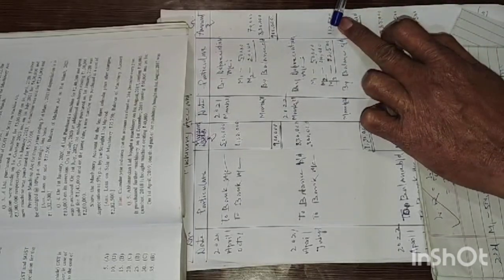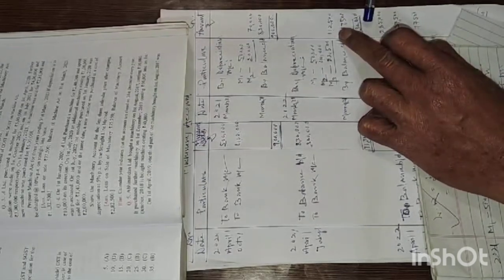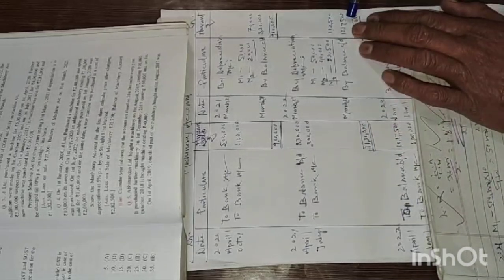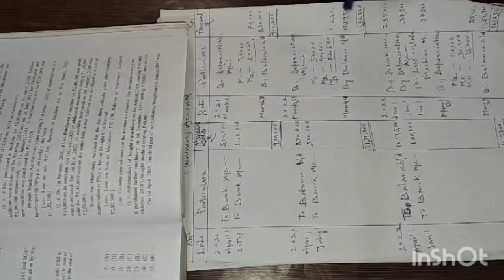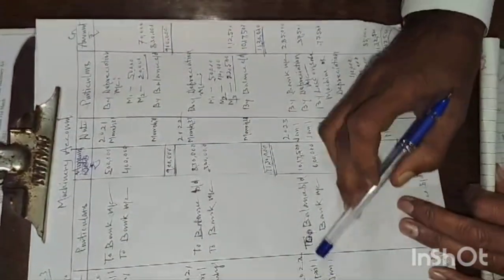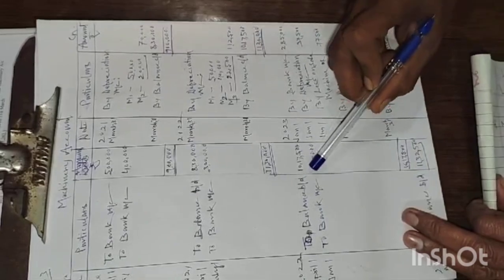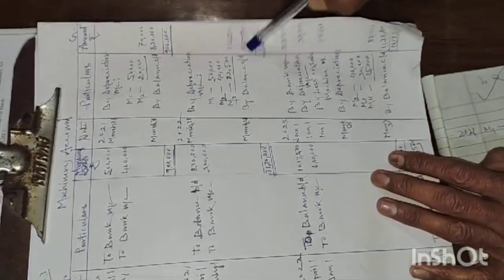Here in credit side the total depreciation is 1,12,500. If we deduct this amount from 11,30,000, the difference will come 10,17,500. Again we transfer this amount in the debit side. Here the year is 2022, April 1st, to balance BD 10,17,500.